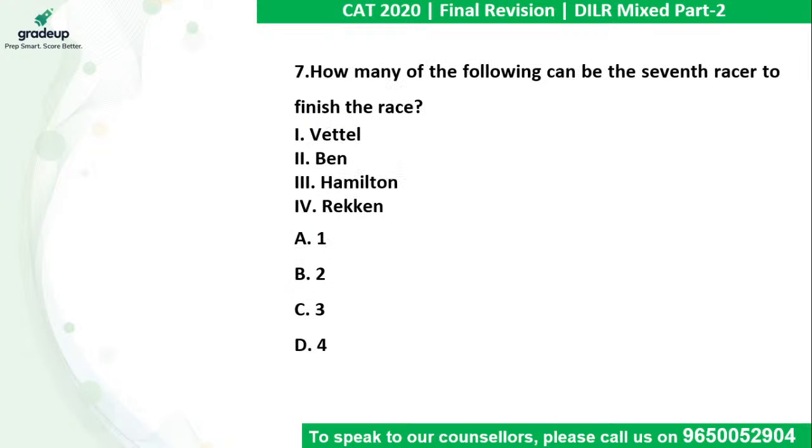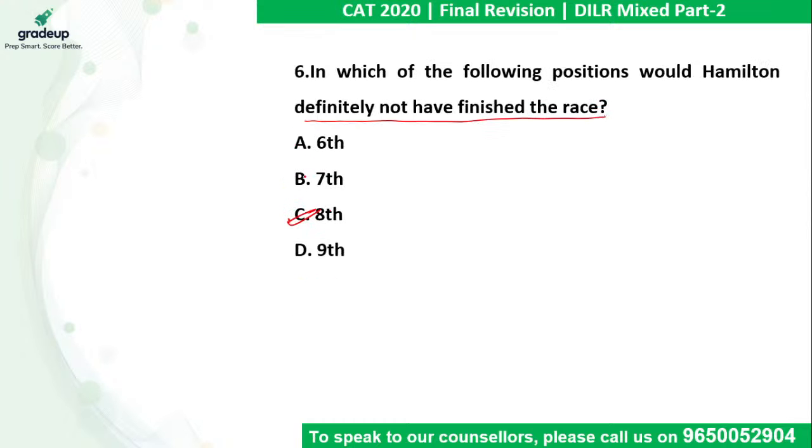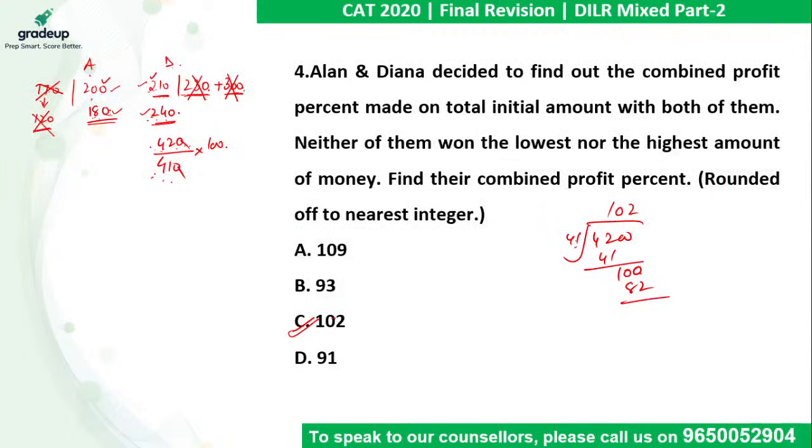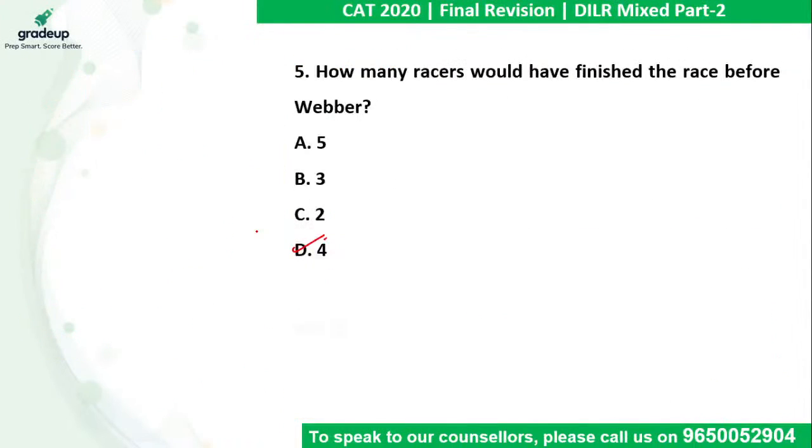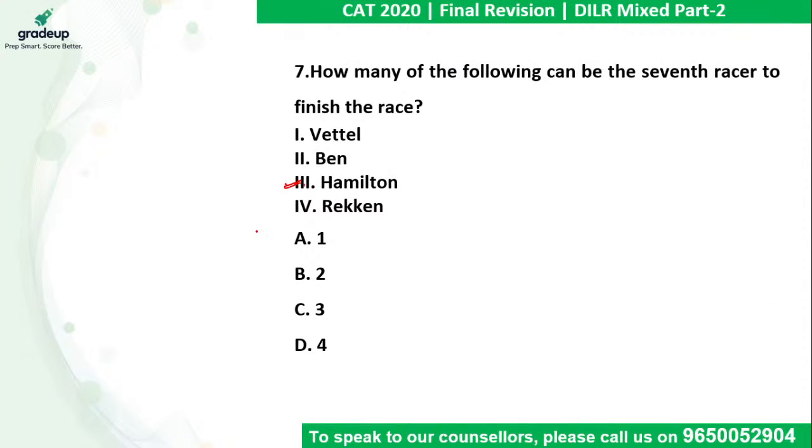Okay, so how many of the following can be the 7th racer to finish the race? So we have just studied it. Hamilton can be the 7th racer. Right, so let's have a look at others also. Who else can be there? So this is position number 6. This is 7. Raikkonen can also be there at position number 7. Is it done, guys? These two can definitely be there.